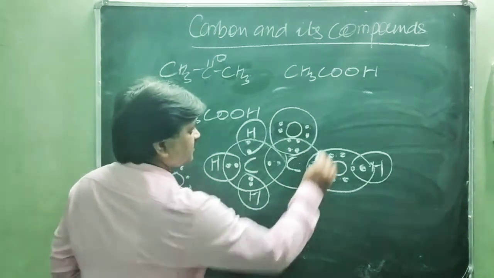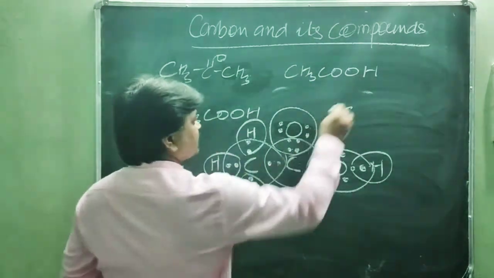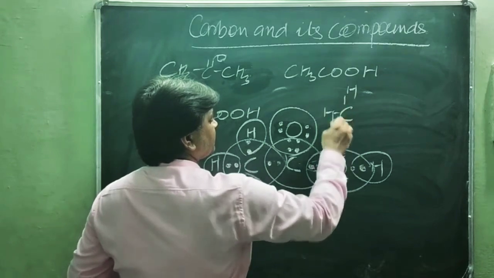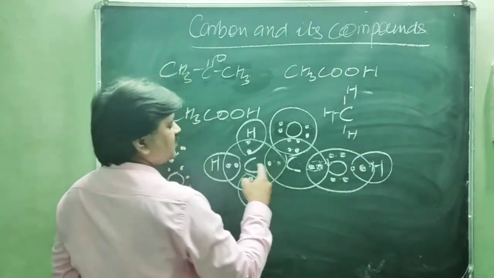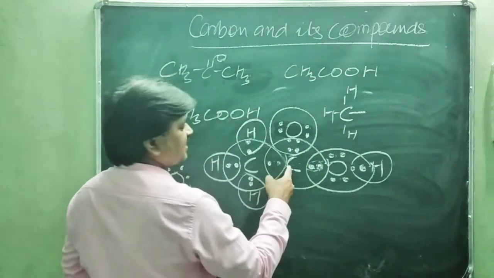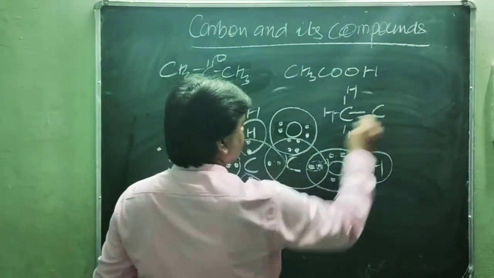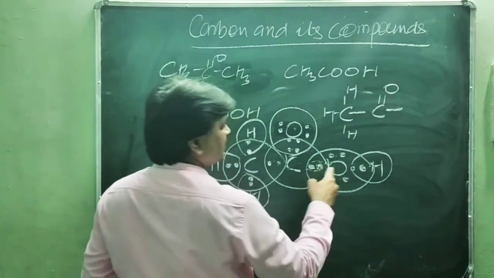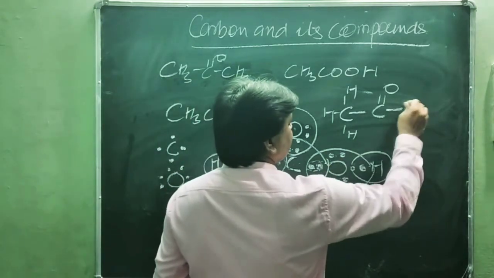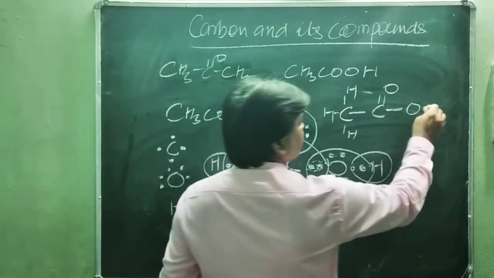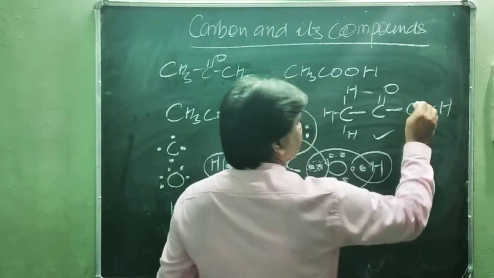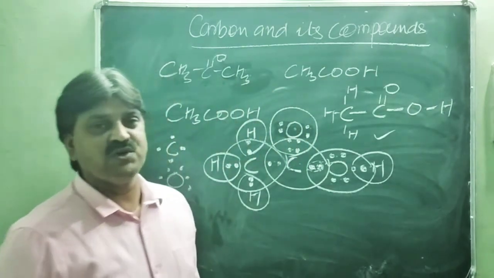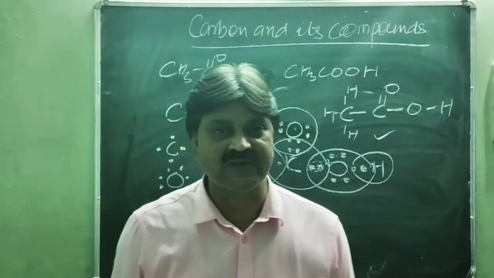This is C, 1 electron shared with CH3. Single electron, 1 electron shared to this carbon; this C shares 2 electrons with this oxygen, this is a double bond. Further, 1 electron to this oxygen, this is a single bond, and one electron shared to this hydrogen. This is the bond structure of acetic acid. CH3COOH is called acetic acid or ethanoic acid.